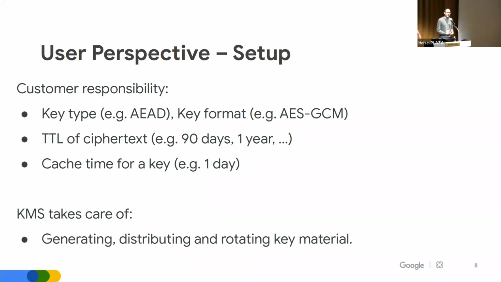So from a user perspective, what does this look like? Our users, who typically are our developers, have to set up which key type they want. Do they want to encrypt data? Do they want to sign data? They can specify key formats. They have to specify for how long they need the ciphertexts, and also for how long they want to cache the keys. But generating this key material, distributing it, and also rotating the key material is all taken care of by the key management system.